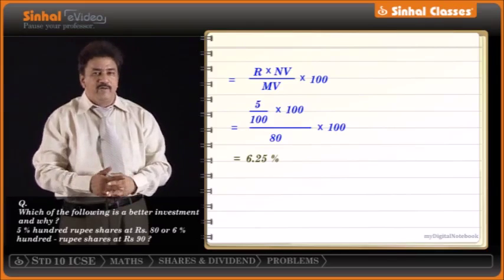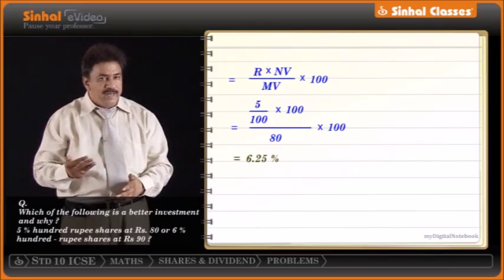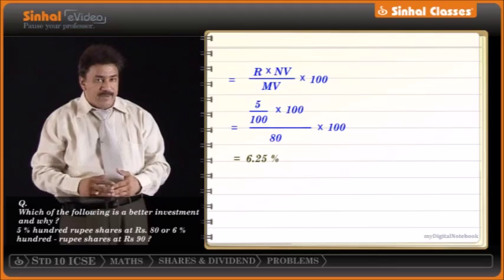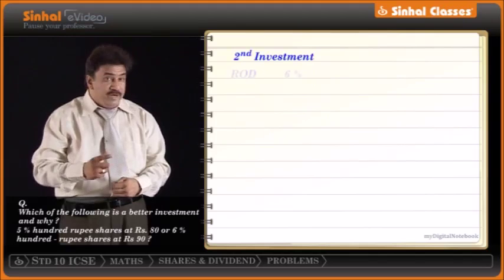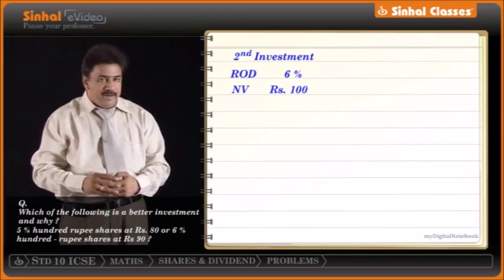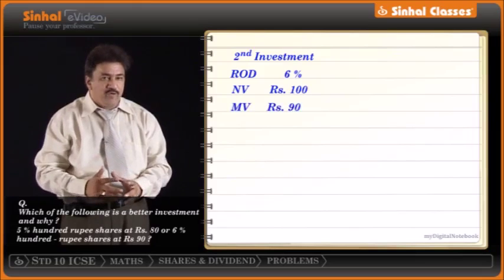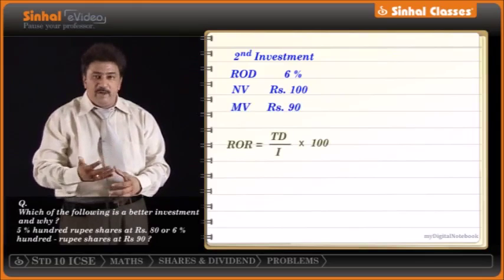Similarly, I'll find the rate of return of the second investment. If I get more than that, that means second investment is better. Let's check it out. Second investment, information given to you. Rate of dividend is 6%. Nominal value is rupees 100. Market value is rupees what? 90. Putting this information into the formula, rate of return is total dividend upon investment into 100.